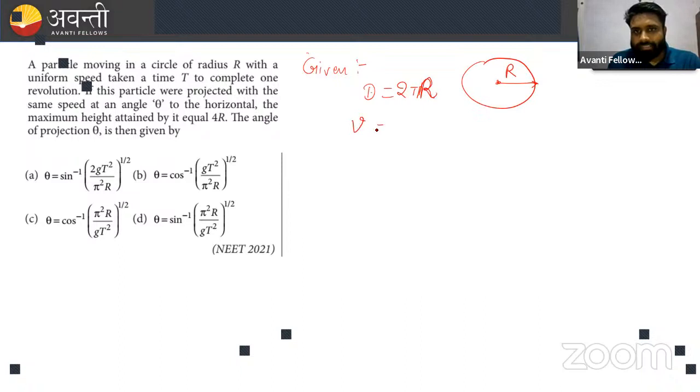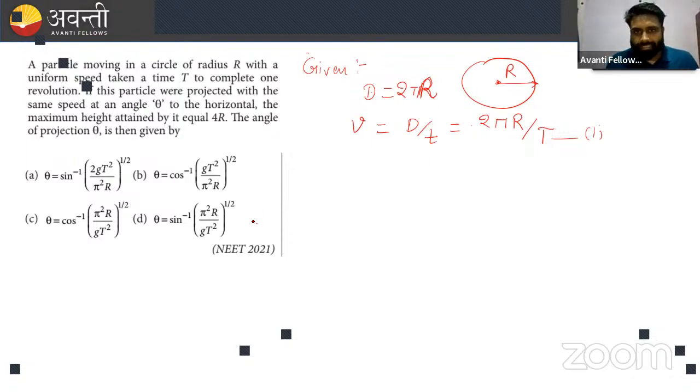So what is the velocity then? Velocity is d by t, distance traveled divided by time taken. So what is the distance traveled? It is 2 pi r, and the time taken is given as capital T. So this could be our equation number 1. This is going to help us in the further process.